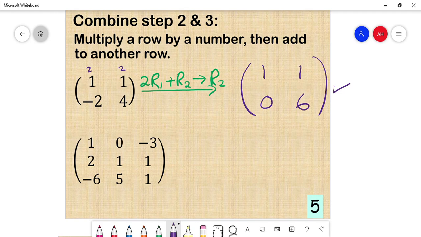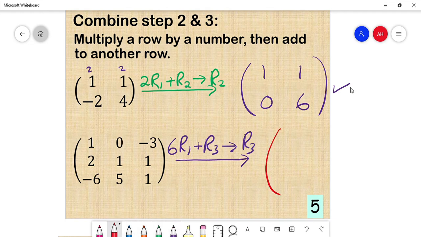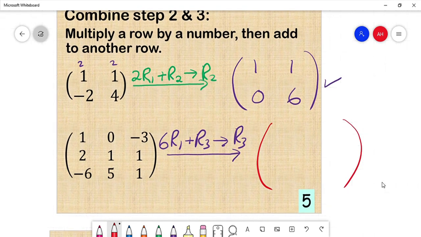That is 1 1 0 6. Now suppose that for this 3 by 3 matrix, we want to multiply row number 1 by 6 and then add it with row number 3, and write the answer in row number 3, and see what happened to this matrix. We are going to write the answer over here. Row number 2 and row number 1 will not change. They are still the same rows.